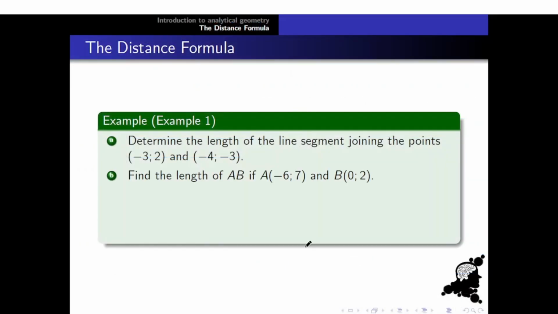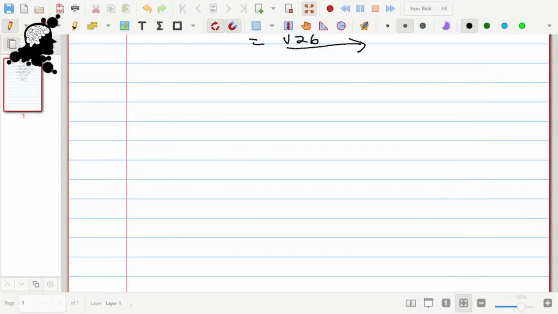So let's look at the next question. It says we need to find the length of AB if A is negative 6 and 7 and B is 0 and 2. So, once again, we need to use the distance formula for this. Let's first start by copying over our coordinates. So, we've got the coordinates of A, which are negative 6 and 7. Then we've got the coordinates of B, which are 0 and 2.